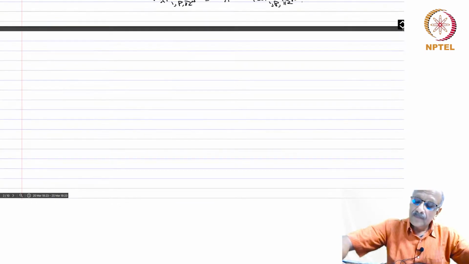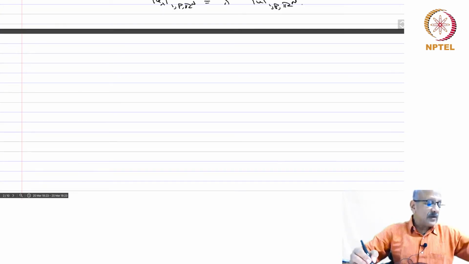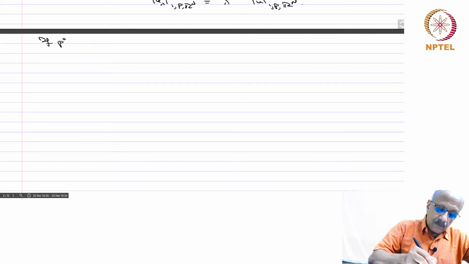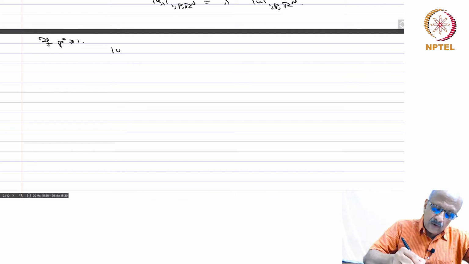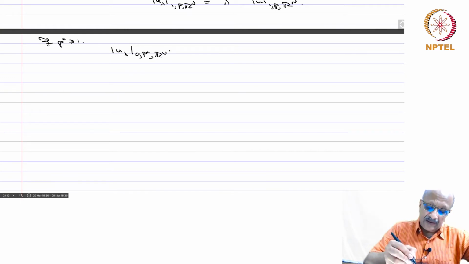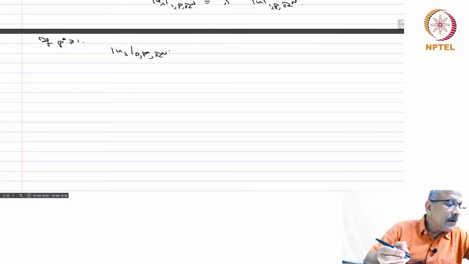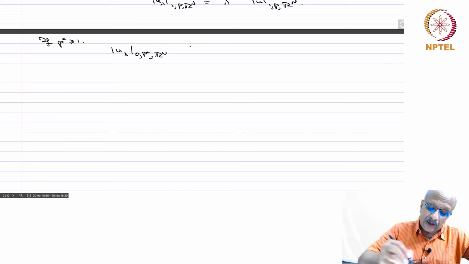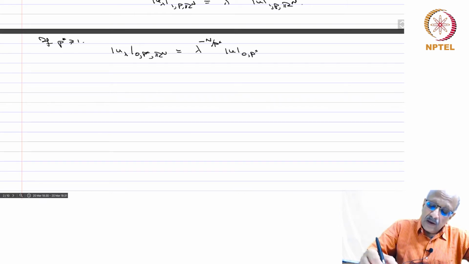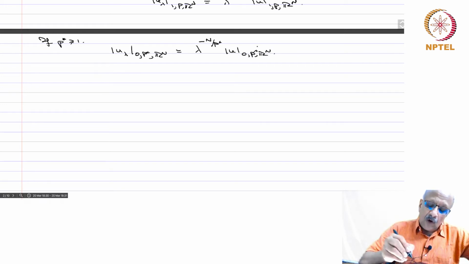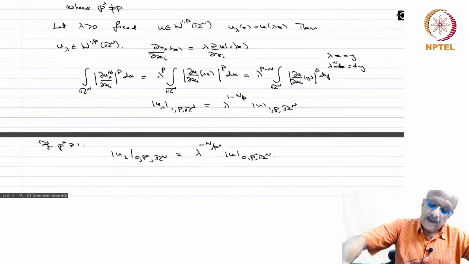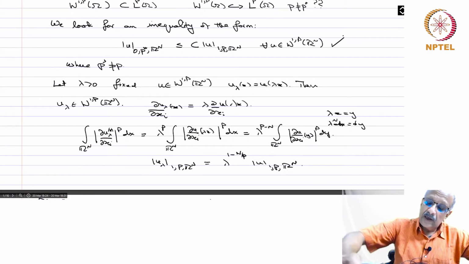Now in the same way, we can look at any p*. So if p* is greater than or equal to 1, you have the norm of u_lambda in L^{p*}(R^n). What is this? This is nothing but u of lambda x. You are going to make lambda x equal to y, and you will pick up again dx equals dy times lambda to the power minus n, and then you are taking the p* root. So this will be equal to lambda to the power minus n by p* times the norm of u in L^{p*}(R^n). So now we are looking at the inequality of this form for all functions.